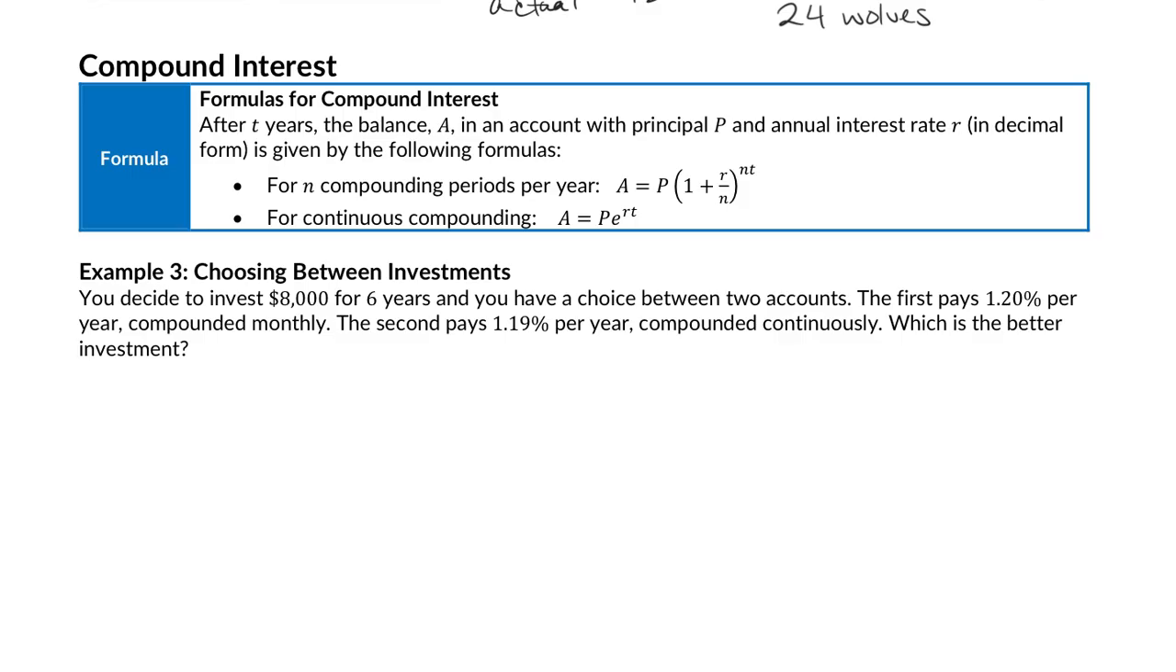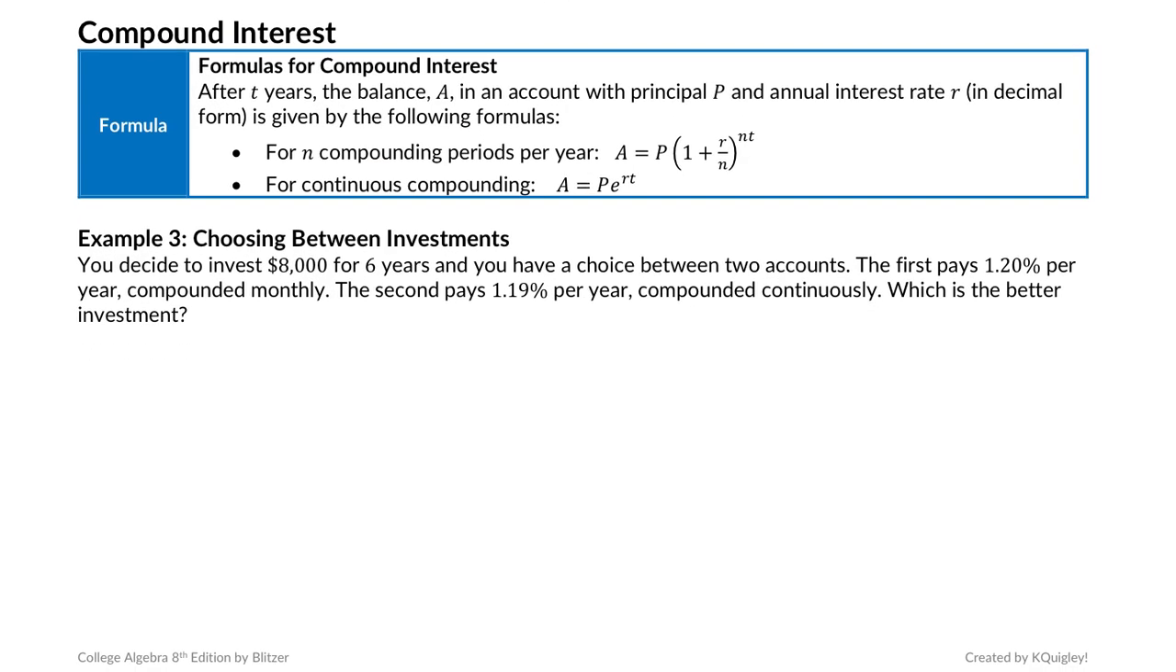So what's important for us to know just as human beings as we get older is how to determine what sort of investments are good investments. So we're going to see in example 3 here, it's going to give you two options, and we're just going to determine which account would return the most money to us, which amount would have the most in it at the end of a particular number of years. So you decide to invest $8,000 for 6 years, and you have a choice between two accounts. The first one pays 1.20% per year compounded monthly. The second pays 1.19% per year compounded continuously. Which one would be the better investment?